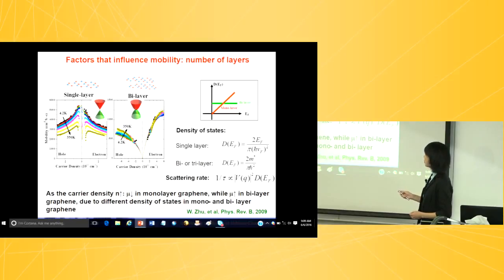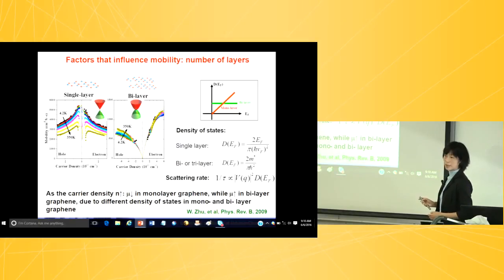The difference between these two is the density of states between single layer and bilayer. For single layer, we have a linear band dispersion relationship. For bilayer, we have a parabolic band. This will give the density of states for single layer linearly increasing with energy, while it is constant for bilayer graphene. The scattering rate for Coulomb scattering and the short-range scattering is proportional to the density of states. So this different energy dependence of density of states will give different carrier density dependence of the mobility. So for single layer, we can calculate that mobility will decrease with the carrier density, while it will increase for bilayer graphene, as observed experimentally.